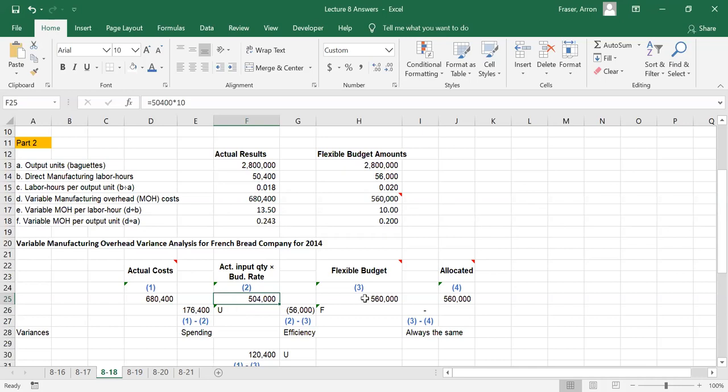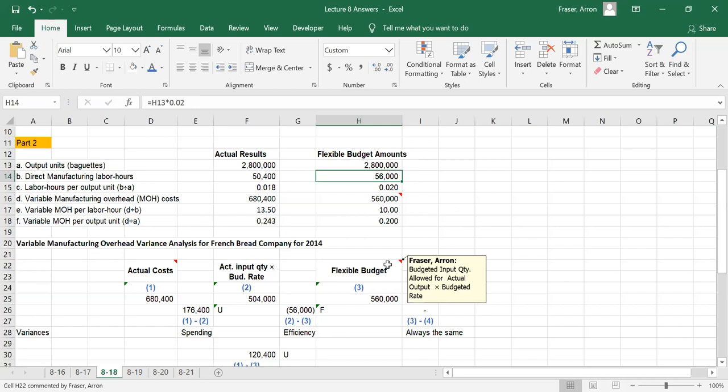That gives us $504,000. When we go to the flexible budget, it is the direct manufacturing labor hours that we expected, or that are allotted per baguette. That would be the 56,000 hours we calculated, times the $10 per hour. And that will give us the $560,000.